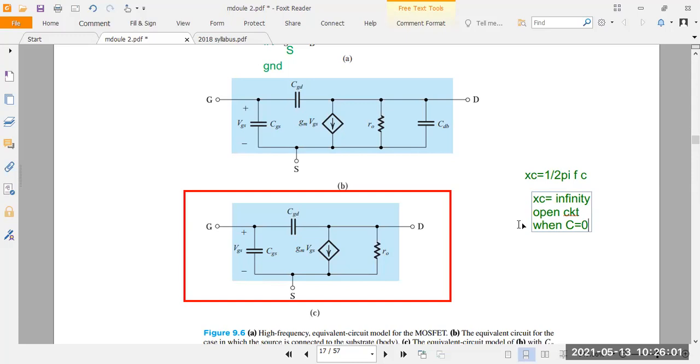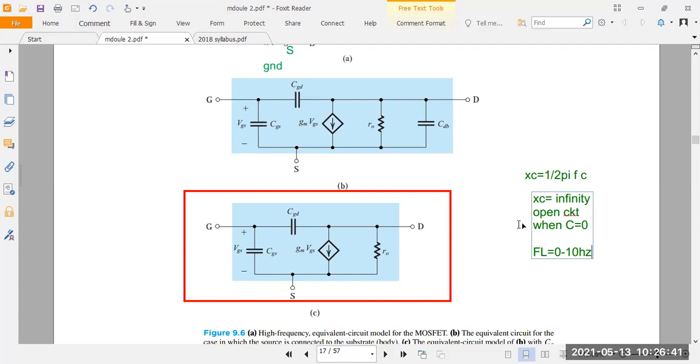Okay, if you take a lower frequency, FL is 0, the smaller frequency. Suppose you take 0 to 10 hertz as the frequency range. In this range, the capacitance acts as an open circuit because Xc is infinity. That's why in the small signal model, we do not connect any capacitance between the gate and source, gate and drain.